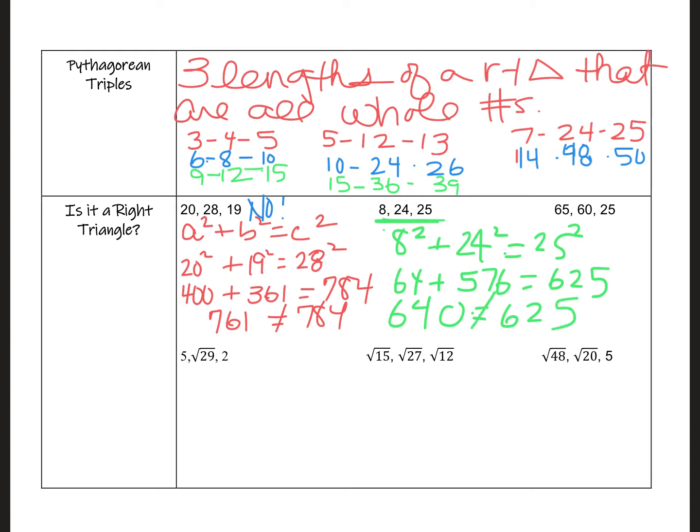Okay, so once again, this one did not check out. This is not a right triangle. It did not fit into the Pythagorean theorem, so those three lengths cannot make a right triangle.